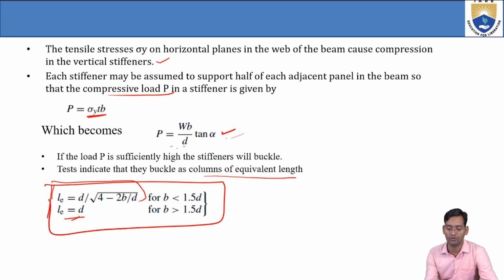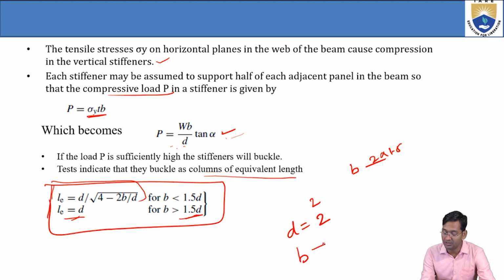Even in your question bank, one question is related to this one. So you have to check b and d. Suppose d is 2, then b should be compared with 2 into 1.5, which is 3. If b is more than 3, then simply you take d as 2. If b is less than 3, then you have to use this formula for the equivalent length, put the values in and find it.